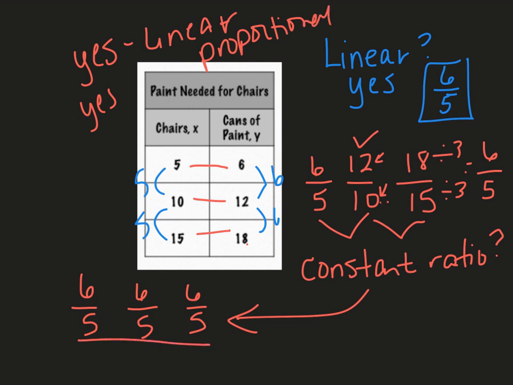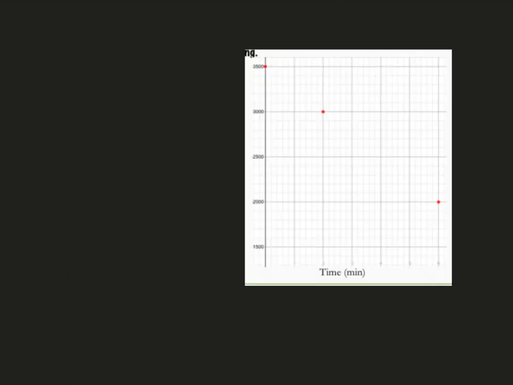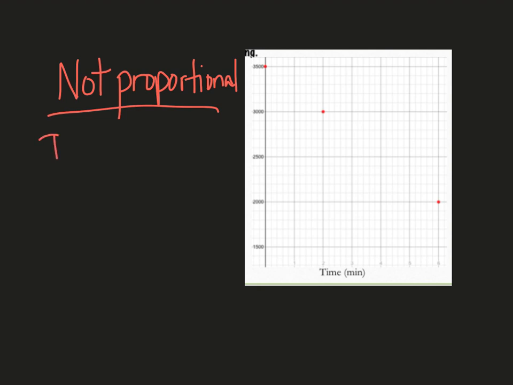And the constant ratio is 6/5. Okay, this is the airline one, and it is a linear relationship. We did figure that out yesterday, but it's not proportional. And I can tell that because I'm looking at the graph. Not proportional. Because if it's proportional, remember the line should go where? It does not go through the origin.